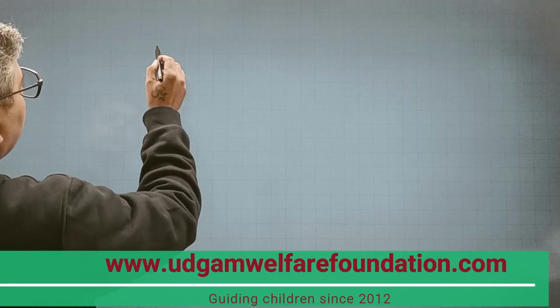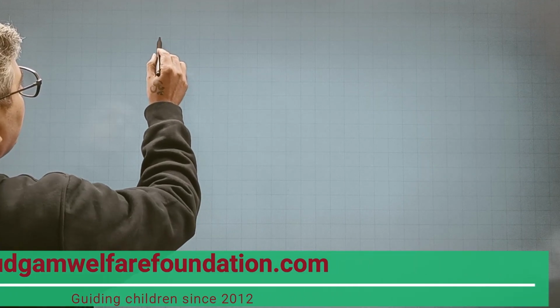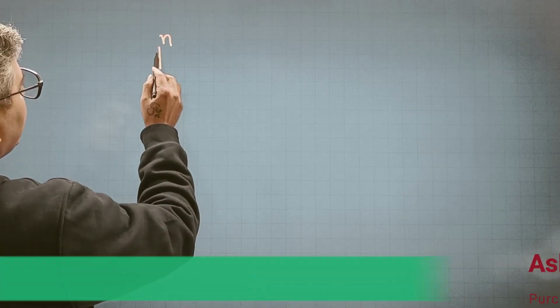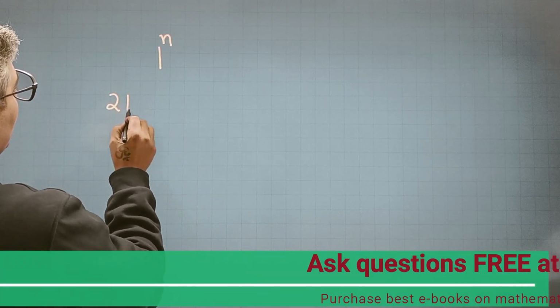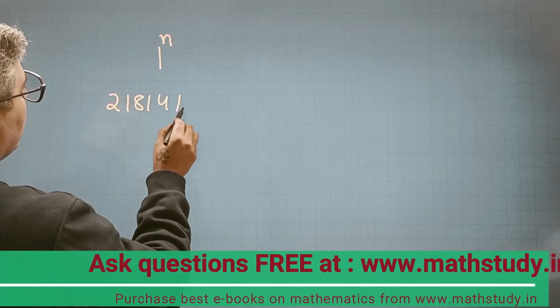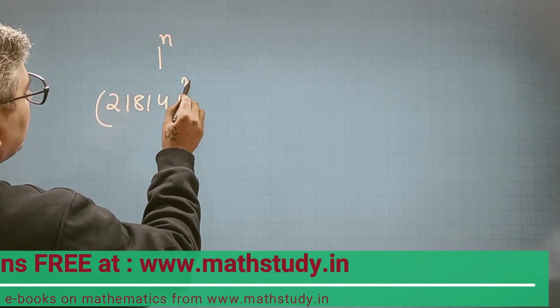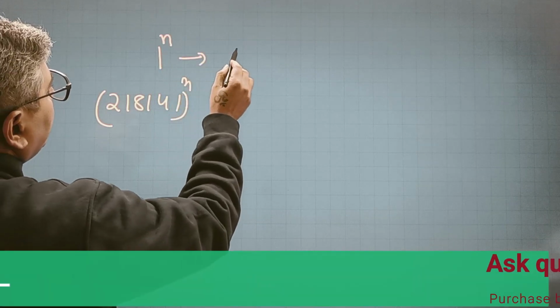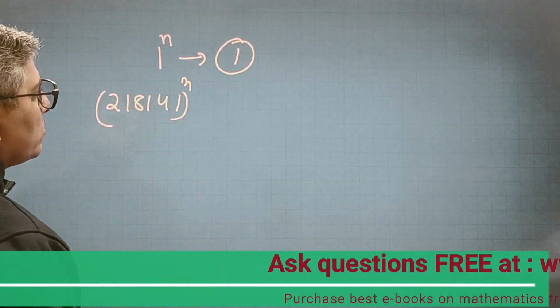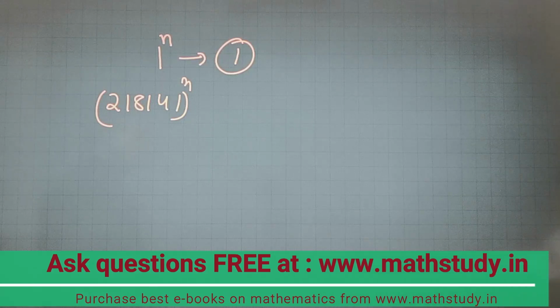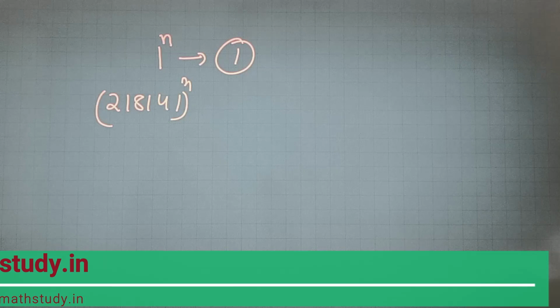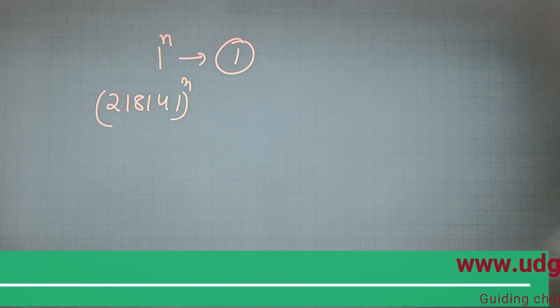So let's understand first what will come if we expand any number which has 1 at the unit place. For example, 21, 81, 141 raised to the power anything, right? So what will come here? Obviously 1 raised to the power n will give you 1 at the unit place. So very simple.